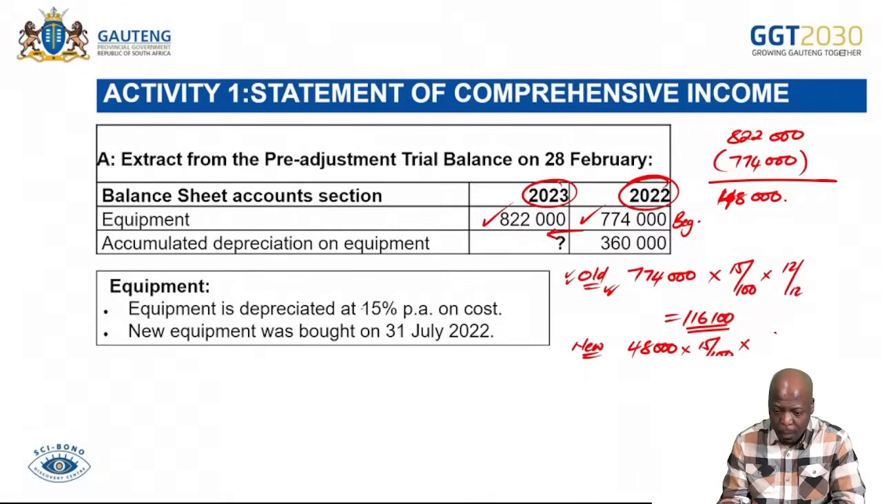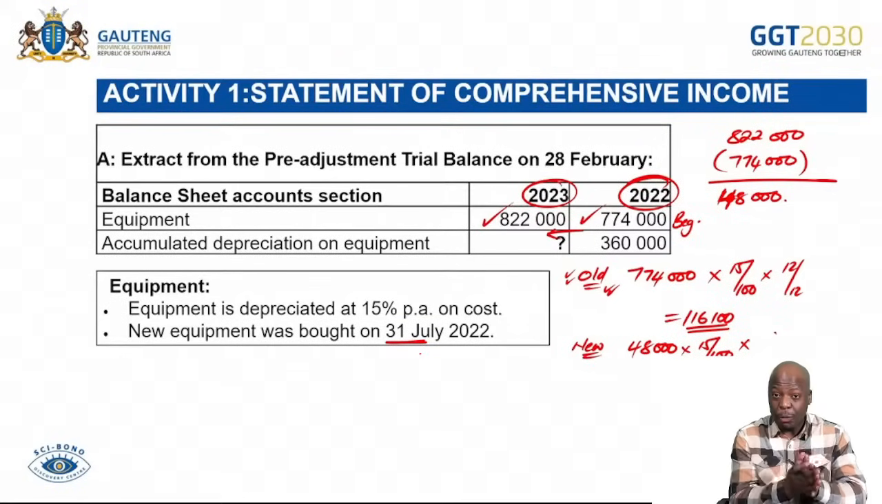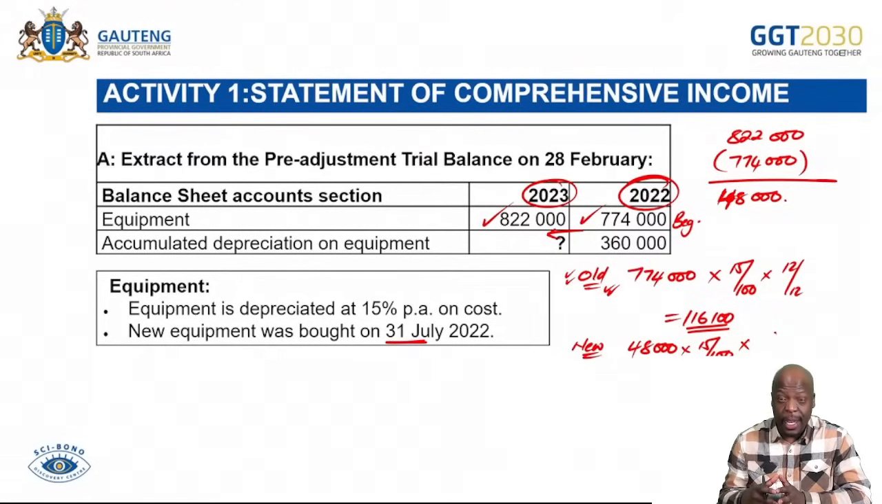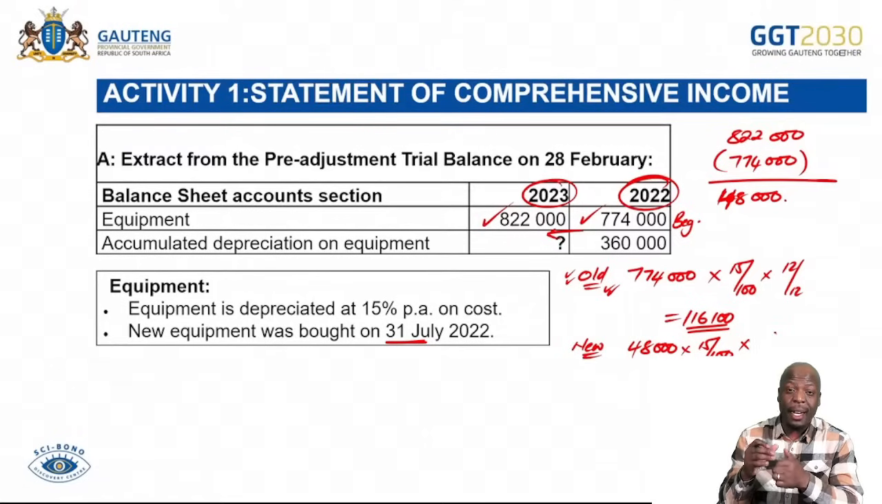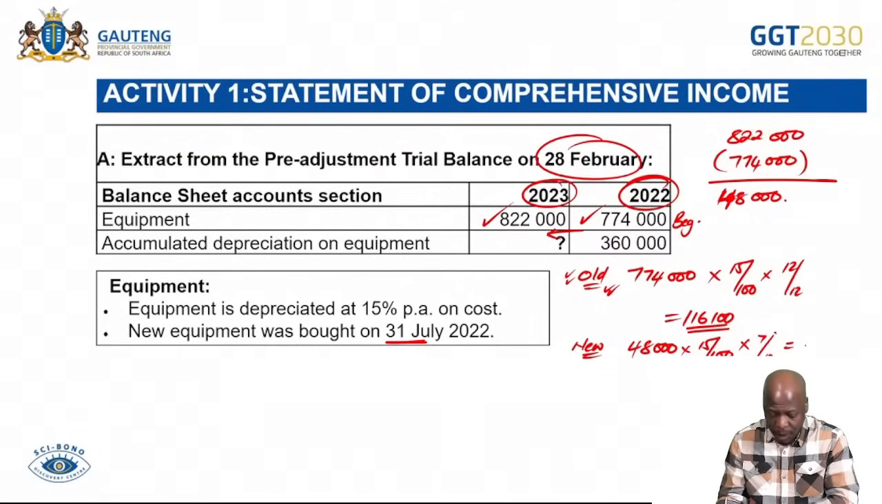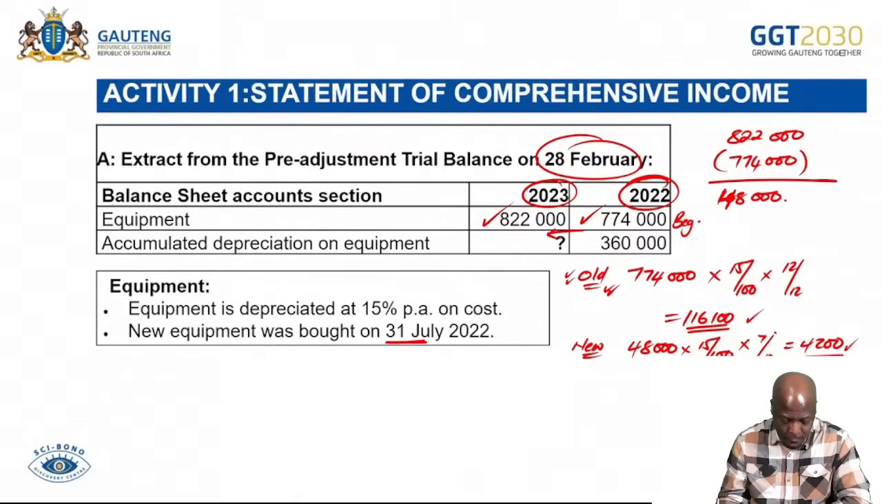And then new equipment was bought on the 31st of July. So I'm not going to count from March. I'm going to count from the month after July. And the month after July is August. So I'm going to count August, September, October, November, December, January. And we know the financial year is ending in February. So that is 7 months because it's ending in February. Multiply by 7 over 12. How much is that going to give us? 4,200. So here are my two depreciation amounts for the old as well as for the new.